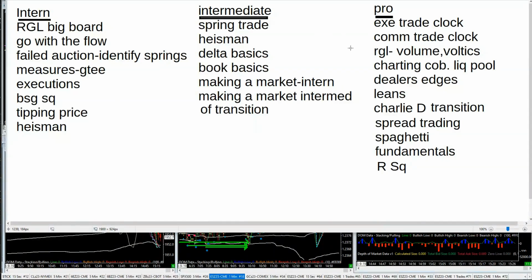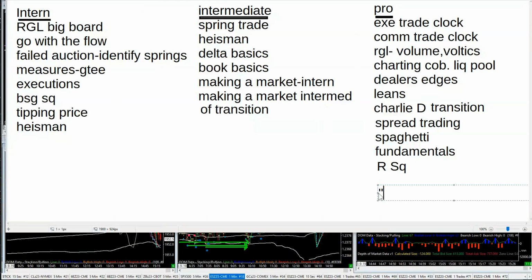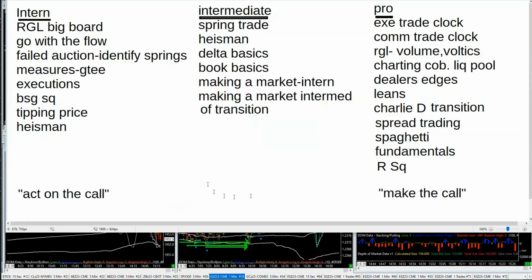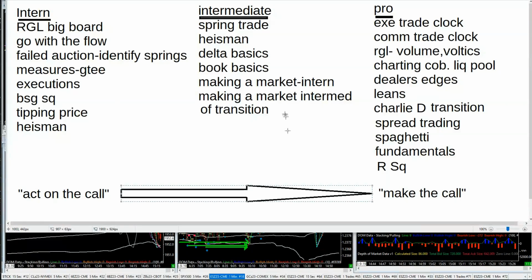It's the idea that phone call's coming in. The idea is that, of course, when you get to the pro side, when you get to this side here, you make the phone call. At this point here, you make the call. At this point here, you act on the call. You don't make the call, you just act on the call. And obviously, we fit somewhere into that balance area between intermediate and intern and intermediate pro. We obviously start moving towards that part somewhere in between here, where we start making the call itself.